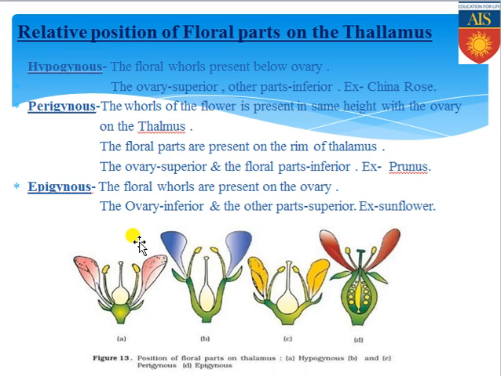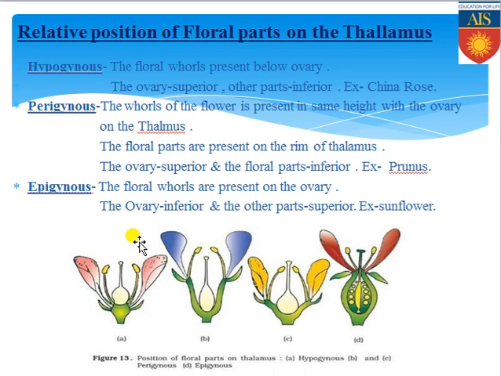Example, China rose. Okay. If you consider the perigynous flower, keep in mind the floral whorls of this flower are present at almost the same height as the ovary on the thalamus. Perigynous means the androecium, calyx and corolla are all present at almost the same height as the ovary, on the rim of the thalamus. Here the ovary is superior, and the other floral parts are considered inferior. Example, Prunus.